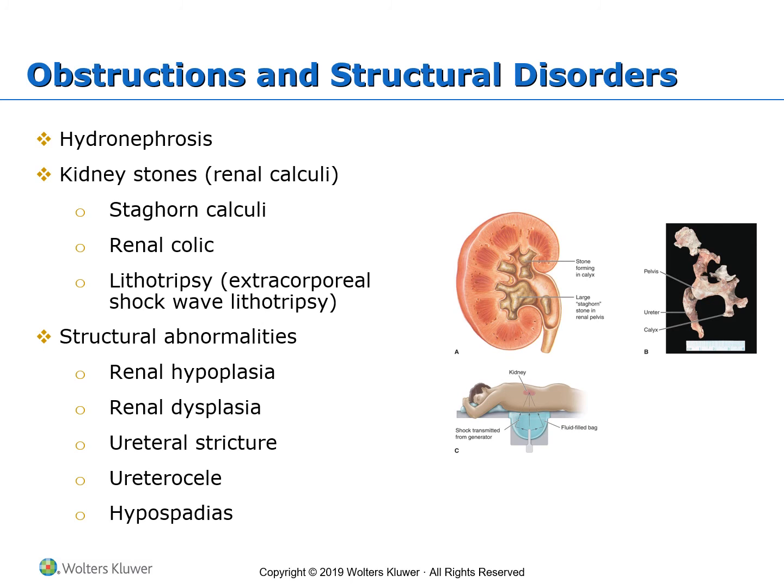We'll start discussing now conditions that are affecting the urinary system, and we'll start with those that are defined as obstruction or structural disorders. Any obstruction in the urinary tract that may result in an impaired transportation of urine through the ureters and the urinary bladder will result in a condition that is called hydronephrosis. Hydronephrosis is the distension of the renal pelvis and the calyces along with that.